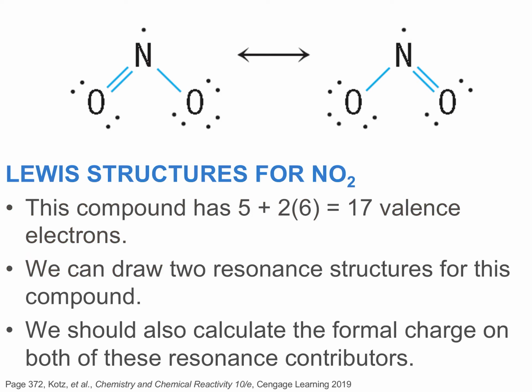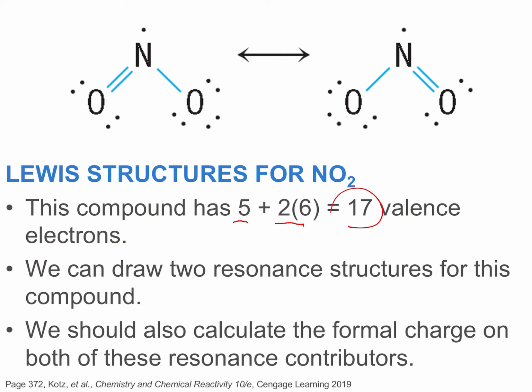If we wanted to draw the Lewis structures for this compound, the nitrogen has 5 valence electrons, and each of the oxygens has 6. So that's 17 valence electrons. When we draw these structures that you see up here on the top, we have 17 valence electrons total, but we can also see that we have not obeyed the octet rule around the nitrogen. We have 2, 4, 6, 7. So we've obeyed the octet rule around each of the oxygens, but not around the nitrogen. But we can't, because we have an odd number of electrons.